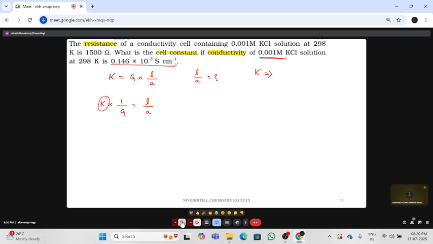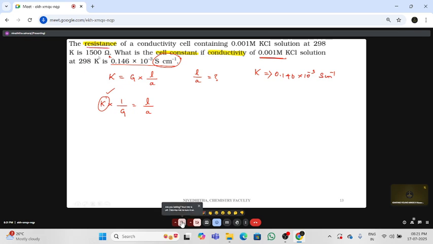0.146 into 10 to the power minus 3. That's it, Rakshan is right. So kappa is conductivity. Conductivity is this one. See, from the unit itself, we can identify, right? So 0.146 into 10 power minus 3 Siemens centimeter inverse. So we have kappa. Here, the formula has G, but here we are provided with resistance.